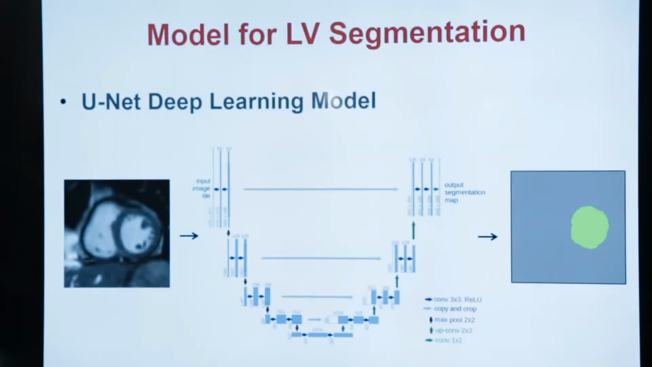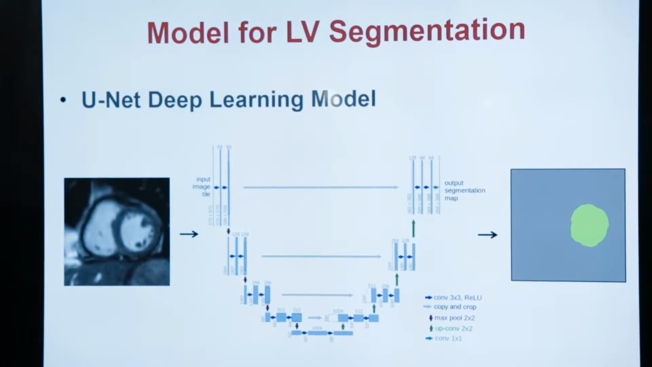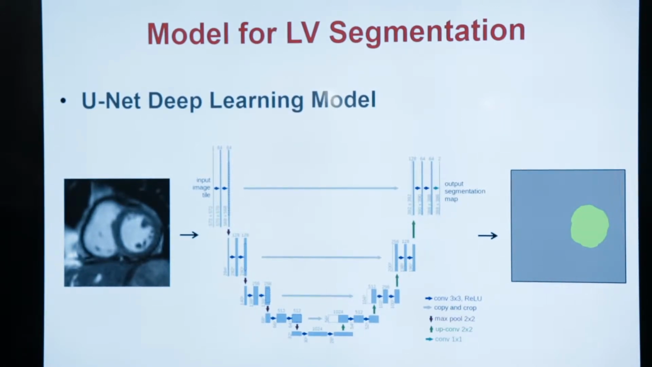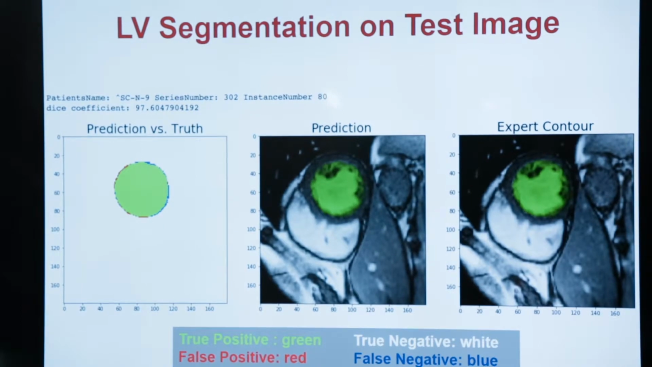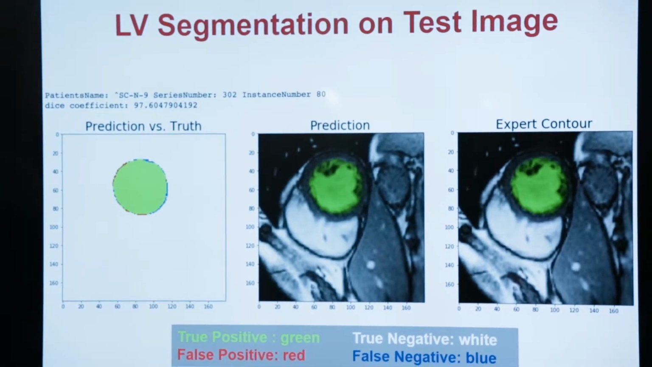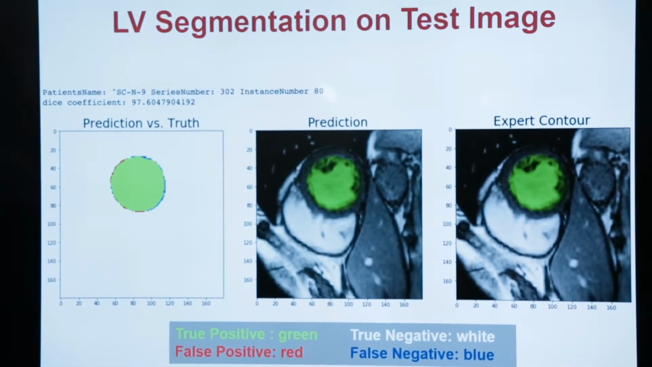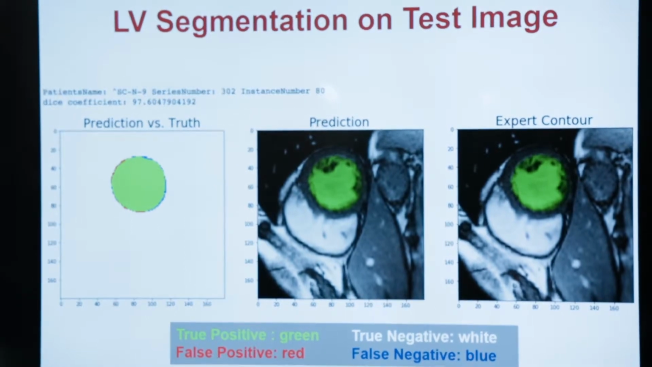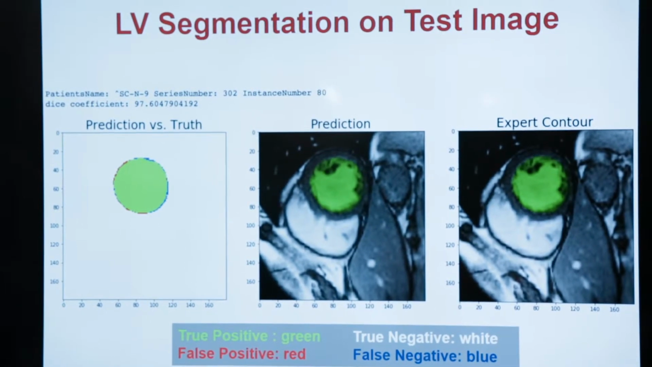The model that we use for LV segmentation is called a UNet, and this is a deep learning model that has been used with a lot of success in a lot of biomedical applications. The UNet takes as input a cardiac image, and then it is trained to output a mask indicating where the LV is in that input image. So that's where the green part is. This shows the model's prediction of where the LV is. The center image is the model's prediction.